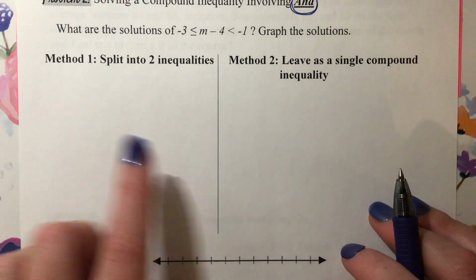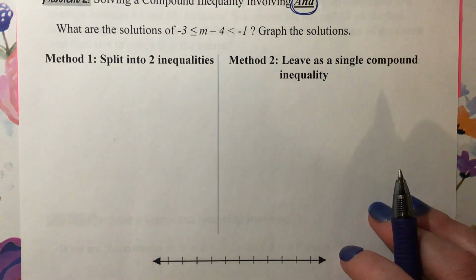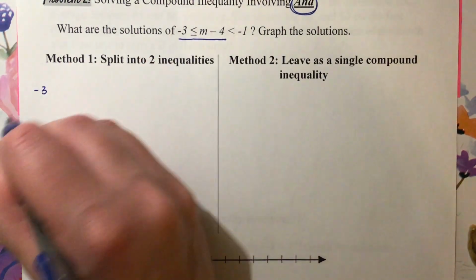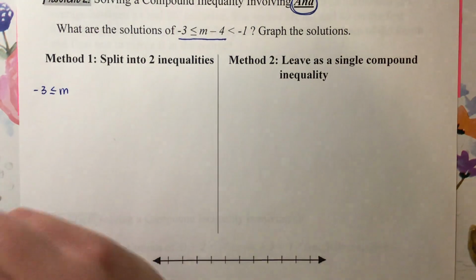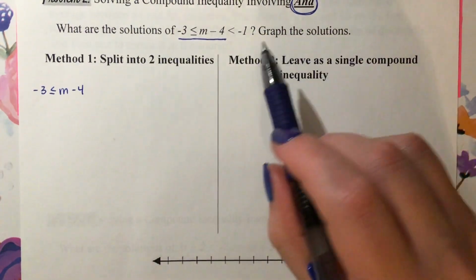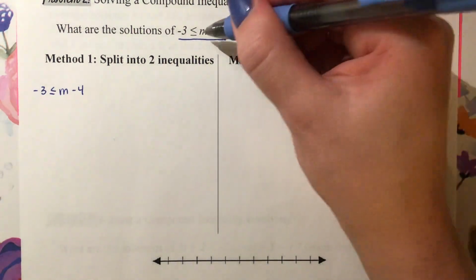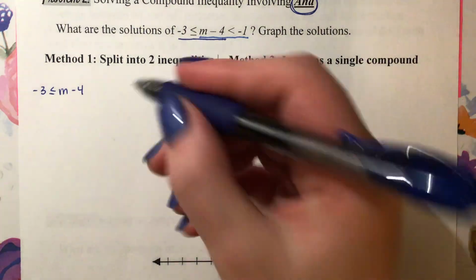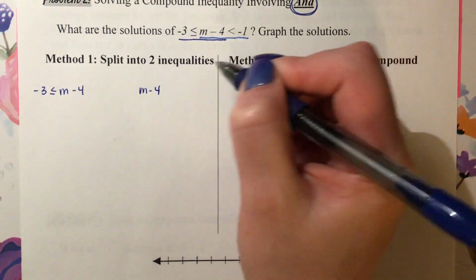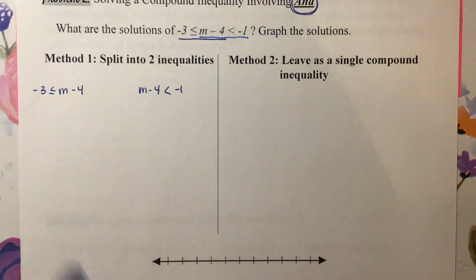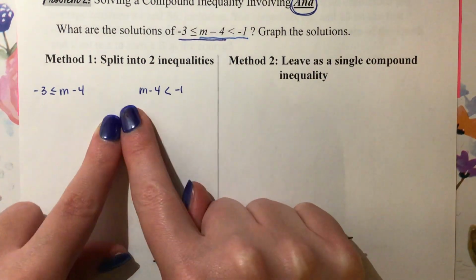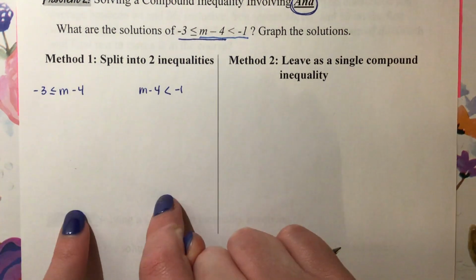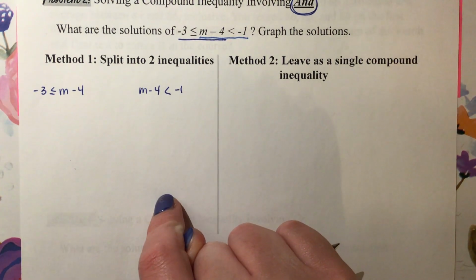The first way is to split it up into 2 inequalities. So I'm going to look at this part first. I have -3 is less than or equal to m minus 4. Then I'm going to look at this half, and that's going to get me m minus 4 is less than -1. Now I have two inequalities that can be combined to get me 1, but I just rewrote them so I can solve them individually side by side. So let's do that right now.